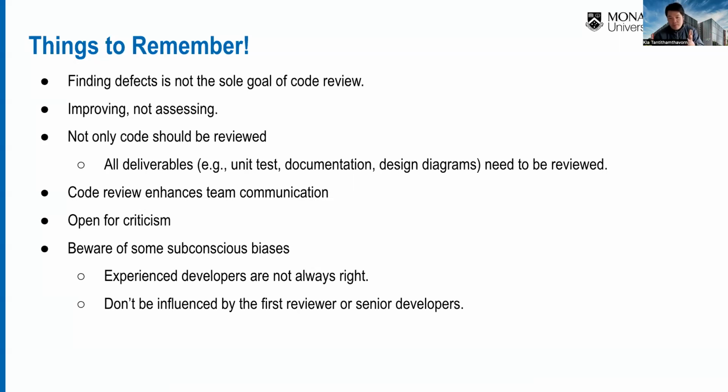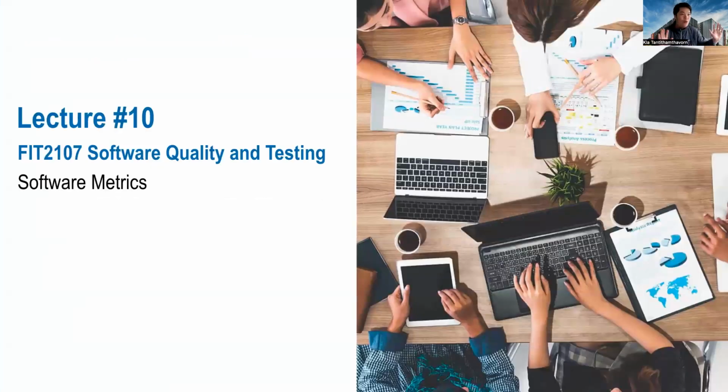Don't be influenced by the first reviewer or the senior developers. Let's say you have two reviewers. The first reviewer said, okay, looks good to me. The second didn't do anything and then just said, looks good to me. No, it should not be like that, right? You should be yourself, critique the code independently of each other, okay? And hooray, that's all. I completed the lecture in 1 hour.